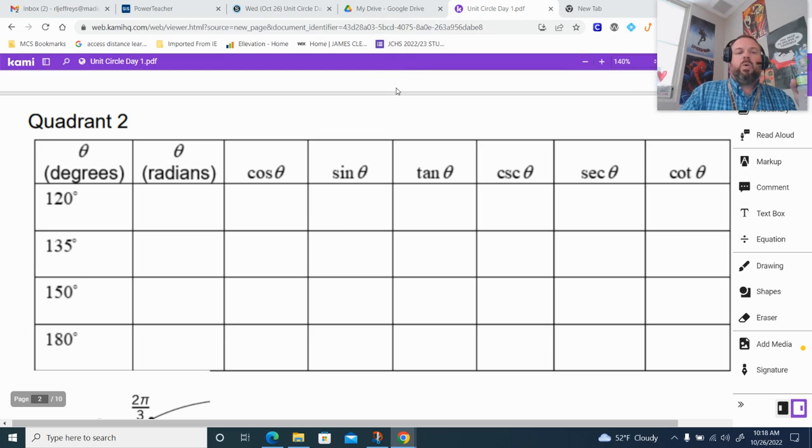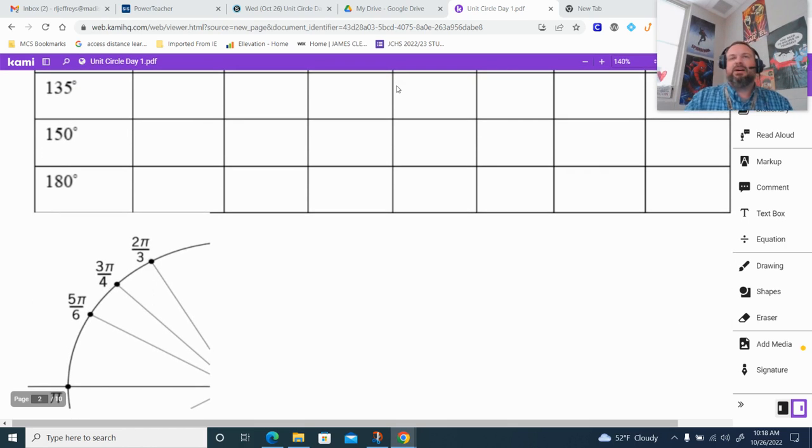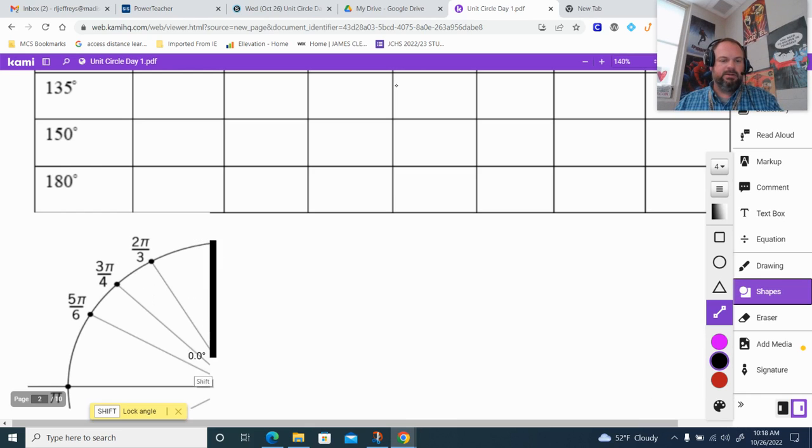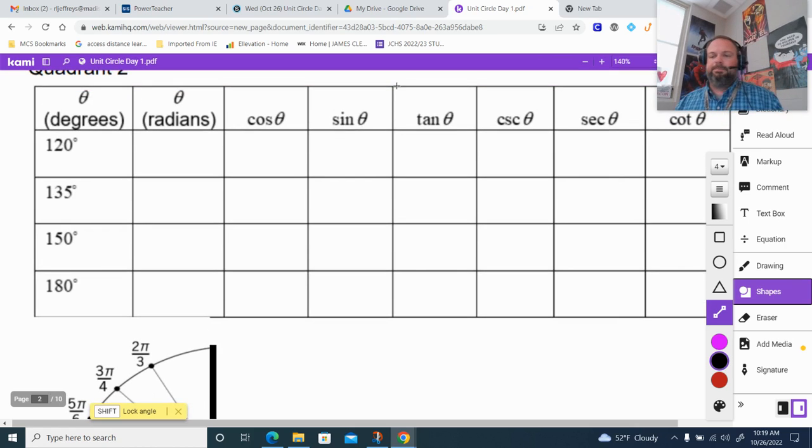All right. Quadrant 2. Now, these are still based off the 30, 60, 90 because here's the deal. Here was our straight line. This still makes a 30, 60, 90 from either here to here or here to here. It does. Okay. So they're all kind of related.